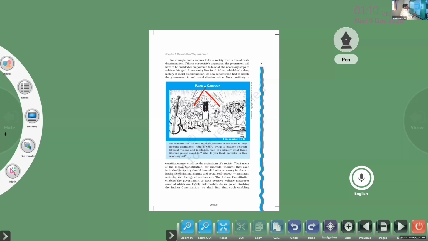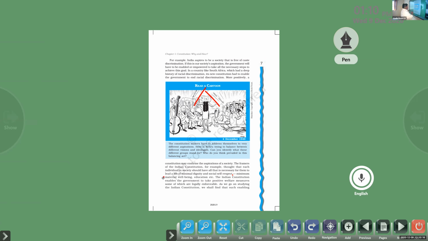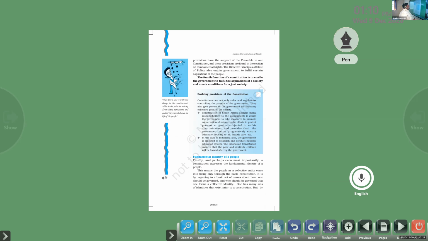We discussed that the framers of the Indian Constitution, for example, thought that each individual in the society should have all that is necessary to lead a life of minimal dignity, social self-respect, and minimum material well-being. So they need a minimum respect or dignity in the society and minimum material well-being, education. So the Constitution is giving importance to the development of the people and instructing the government to do something for the welfare of the country or the people.